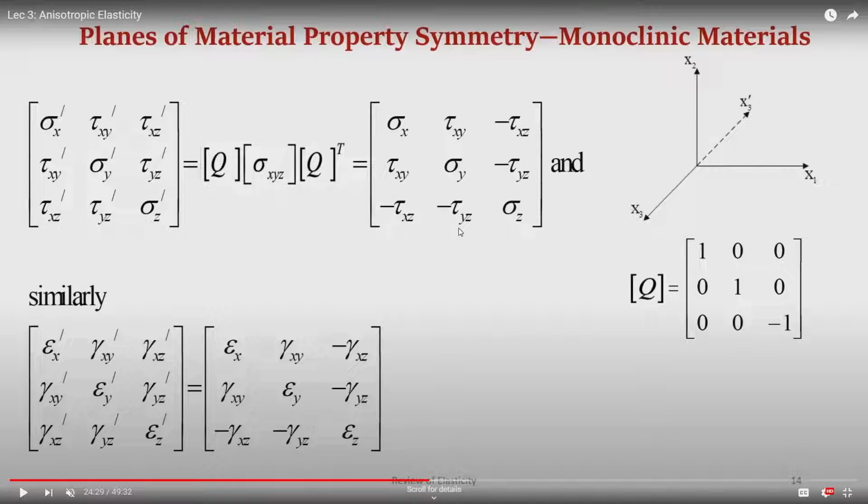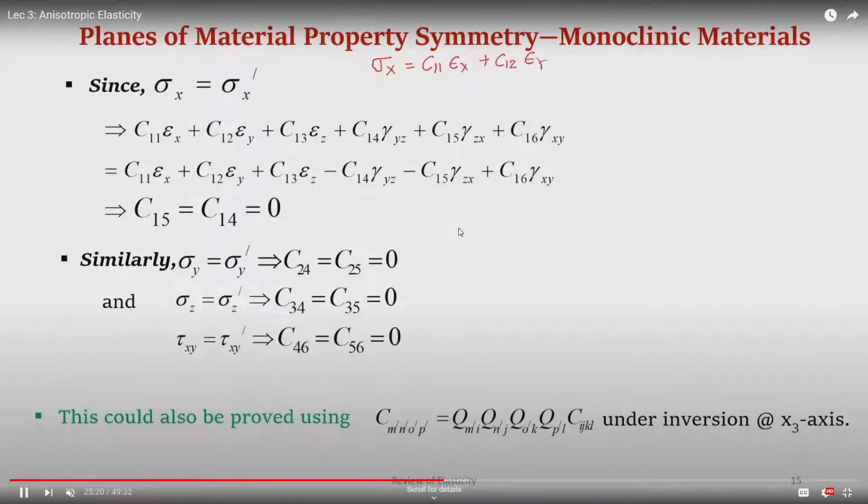Tau xy dash and tau xy are also the same. The only thing that changed is tau xz becomes minus tau xz, and tau yz becomes minus tau yz. Other stresses are the same. Therefore, if you take the stress transformation by rotating x3 to x3 dash by 180 degree, these are the new stresses with respect to the new coordinate axes, that means x1, x2 and x3 dash. Now, even if we do this transformation, the C matrix does not change. Next slide.